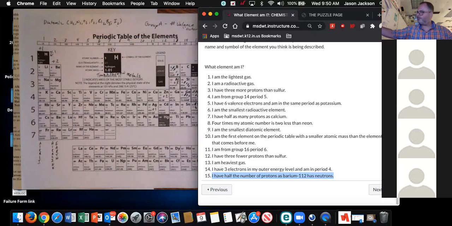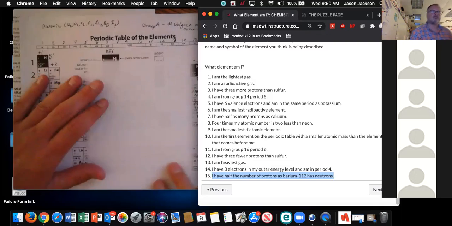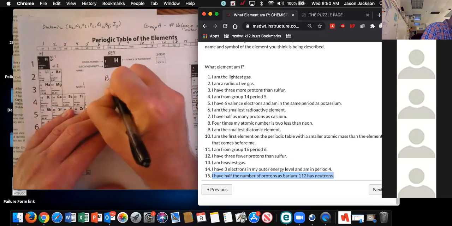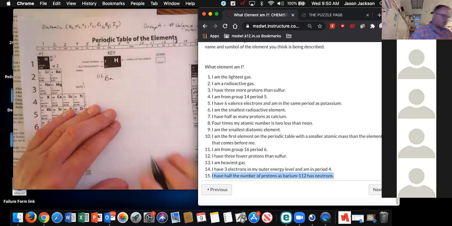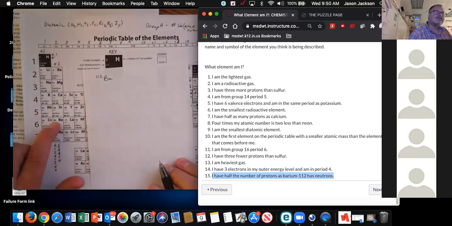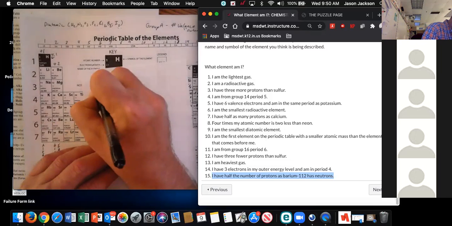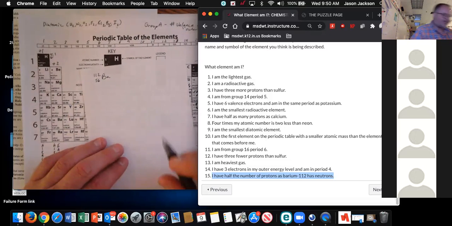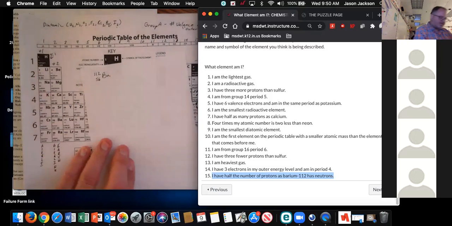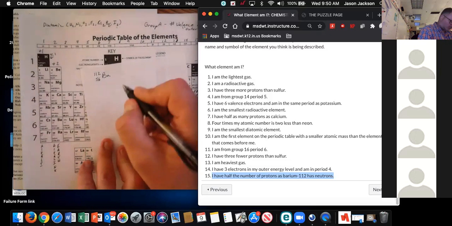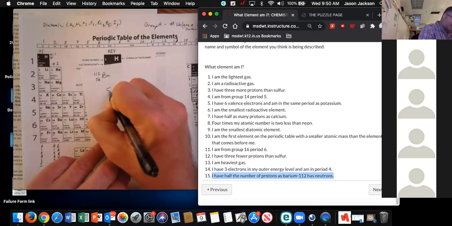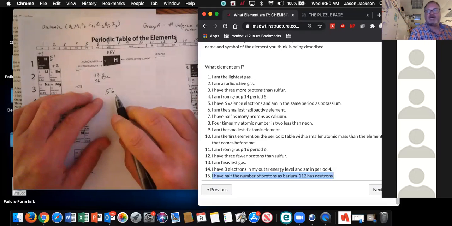Let's break it down. It's barium-112. Barium-112 has 56 protons. So that means that we have 112 minus 56. The answer is 56. So we have 56.